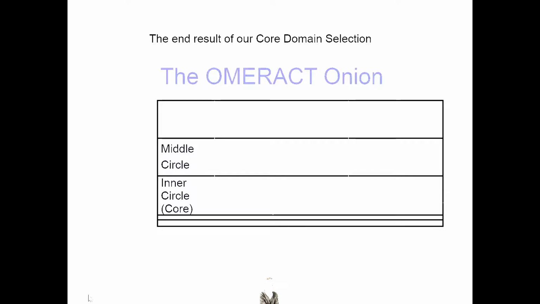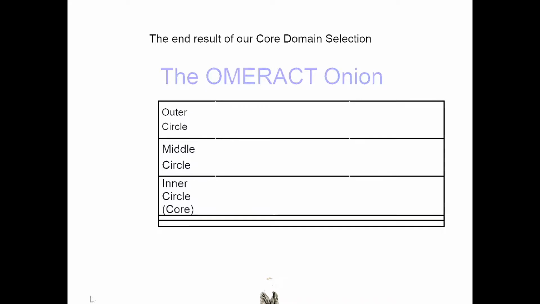The middle circle of the onion includes all important domains that we find to be of importance to some or to all stakeholders, but they are still optional. They are not mandatory to measure in every clinical trial. So you might include them in your trials, but you don't have to.